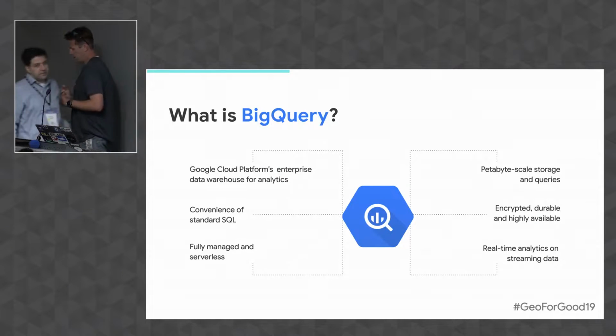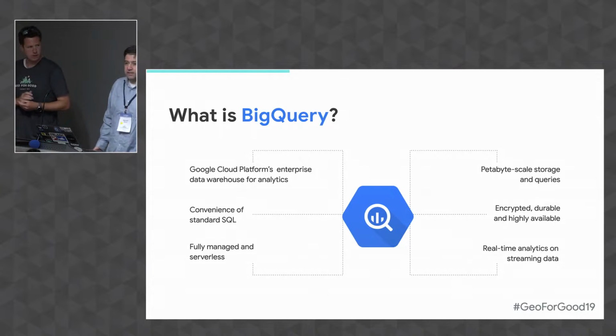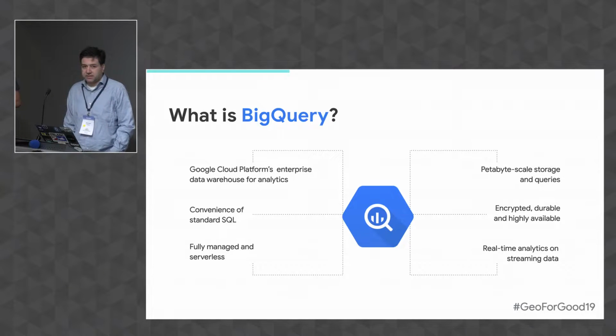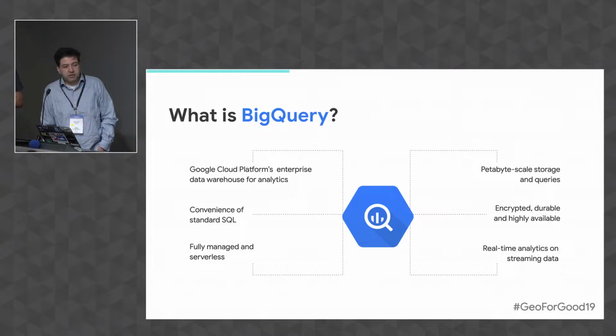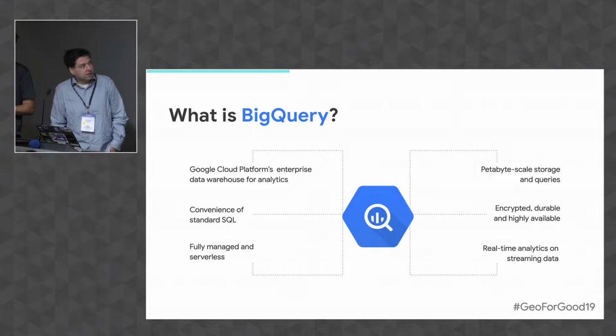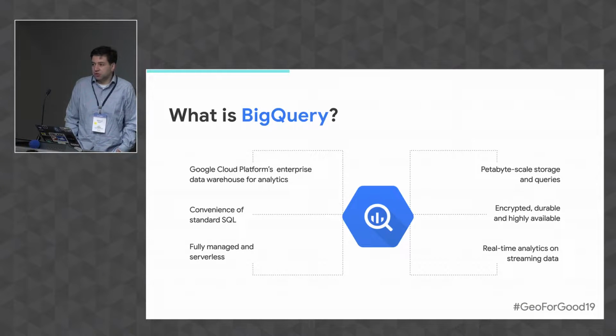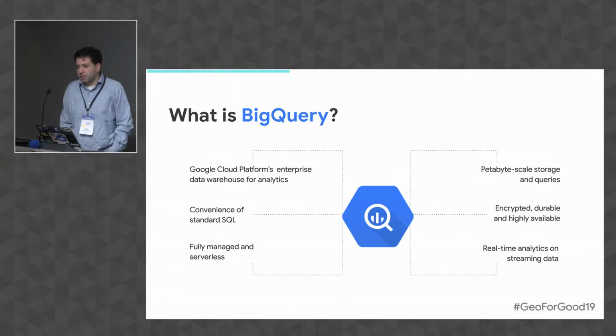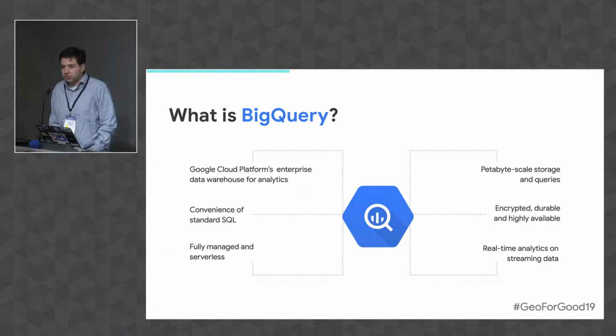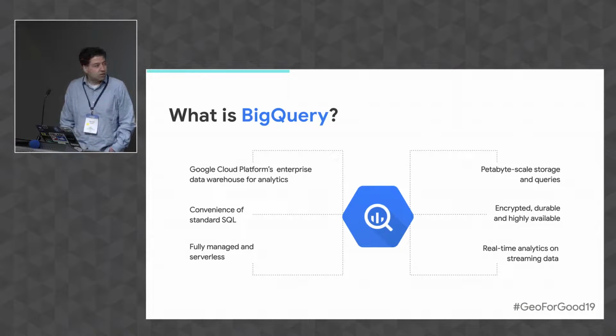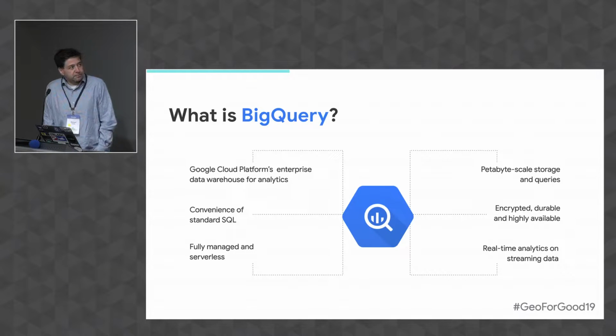So data warehouse is basically a data store where you can drop all your data and quickly analyze it. And what distinguishes BigQuery is it's completely managed. You don't need to think how many machines do I need. You don't provision any machines. You just load your data and you query it. You don't need to update anything or manage anything.